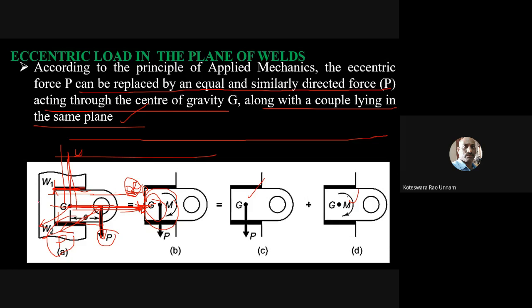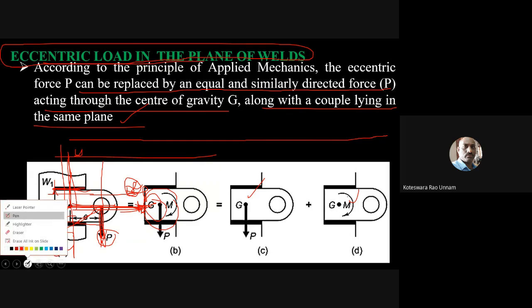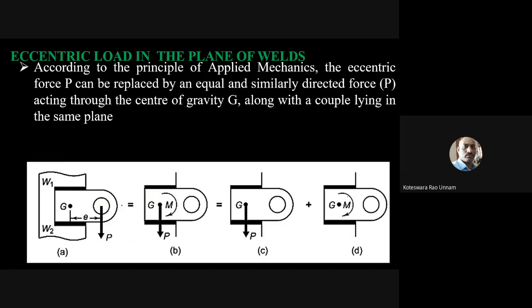So here, if the load is acting along the y direction, the line of action of this load should be away from the center of gravity of the weld. Then only can I say that it is an eccentric load in the plane of the welds. First you need to identify whether the load is in the plane of the weld or not, and whether it is an eccentric load or not. If you are sure that the load is an eccentric load in the plane of the weld, then this is the procedure you need to follow. So that's it. This is how we are going to design the welds.